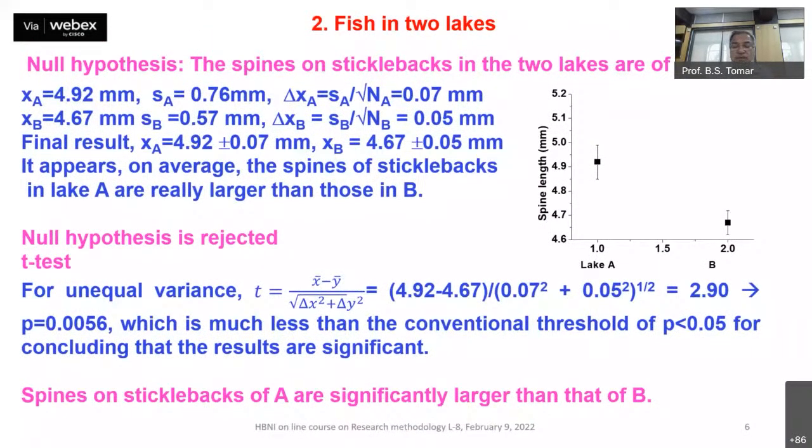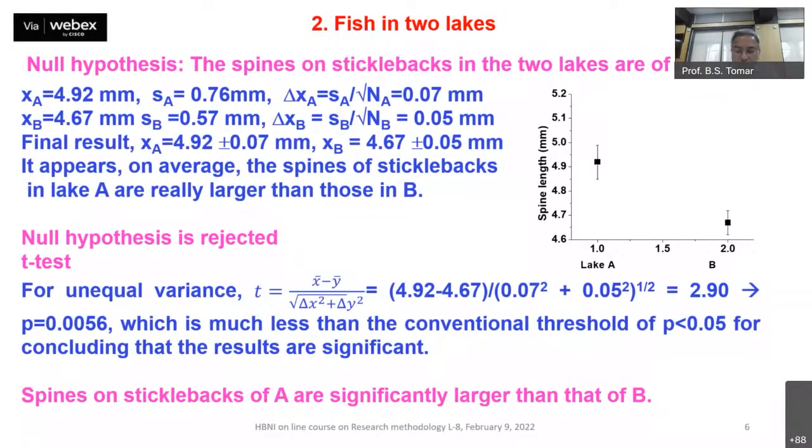So now this is the problem that you have to study: whether the stickleback fish in lake A have significantly higher length of spines than those in lake B. So you take a null hypothesis. The null hypothesis is that the spines on sticklebacks in the two lakes are of the same size. That means there is no difference between the spine lengths in the two lakes.